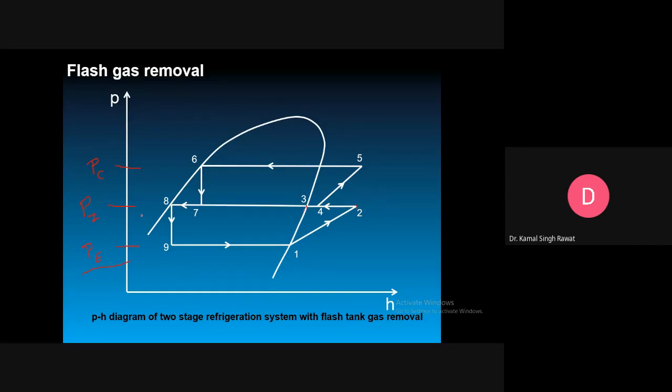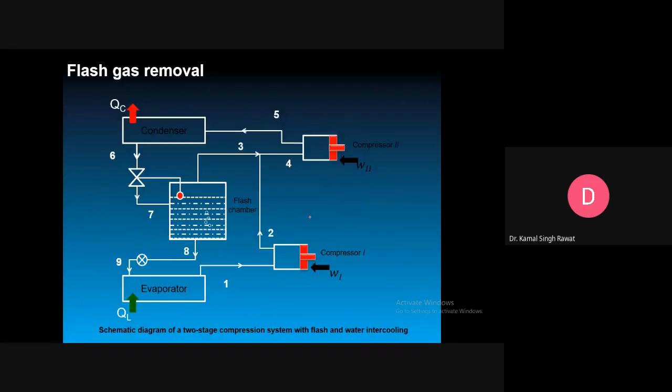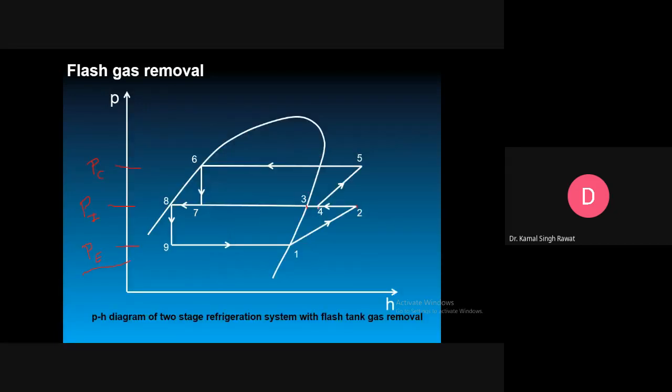And these 2 point and 3 point at an intermediate pressure are mixed at state point 4. So you can see the 3 is coming out from there and 2 is coming out from there, and they are mixed, and we have state 4, which is the inlet to the compressor 2nd.